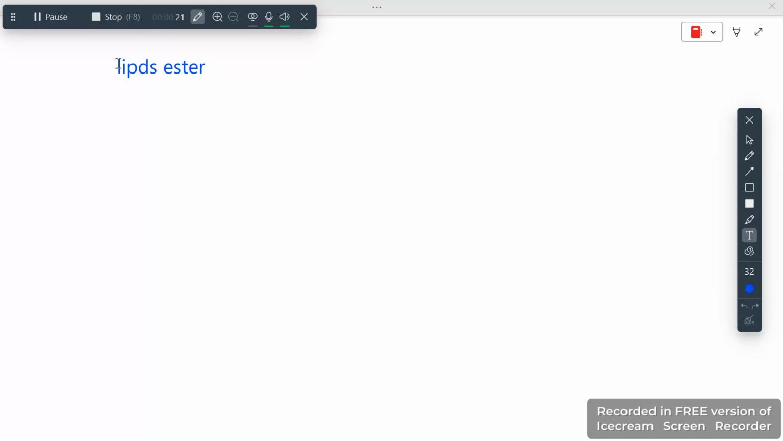Esters of what? These are esters of fatty acid and alcohol. Just because these are very important, lipids are made up of ester, fatty acid, and alcohol, glycerol.